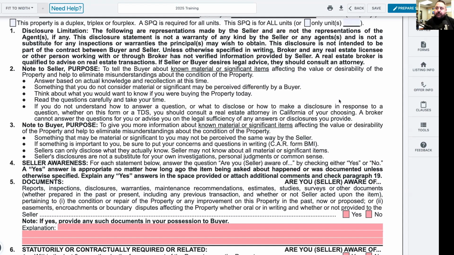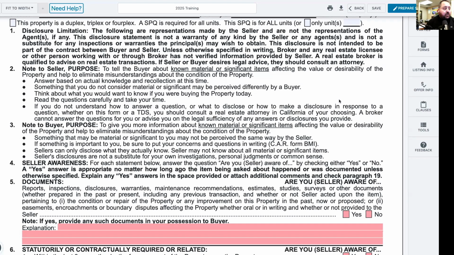So they're putting it kind of back on them too, like, hey, just because you thought it was doesn't mean they did, and they weren't being malicious when they didn't answer the question yes as opposed to no. If something is important to you, be sure to put your concerns and questions in writing on the BMI. That's the buyer material issues form that they would give to their buyer's agent, so that the buyer's agent would know to make sure that we're directing through to get them the information that they want.